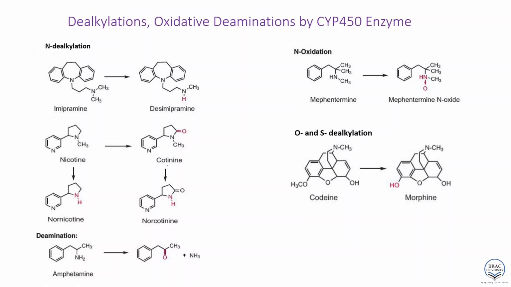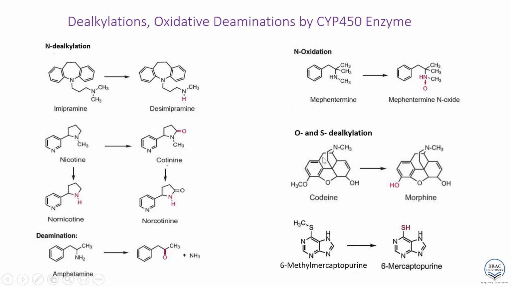So another example is S-dealkylation. In this position, the sulfur group, you can see this reduction has occurred at the S position, and as a result this CH3, the alkyl group, is removed, so dealkylation occurs, and the drug 6-methylmercaptopurine is converted into 6-mercaptopurine. These are mainly purine analogs used as anti-cancer drugs, and morphine and codeine are opioid painkillers.